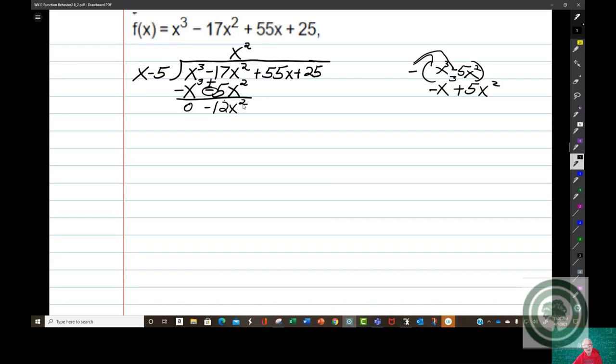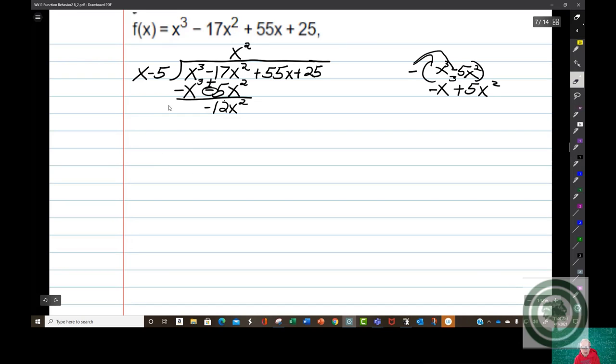See, this is just like doing long division with numbers. Nobody loves doing long division with numbers, but it's not undoable. And then next week on Wednesday, you're going to learn a quicker method. So don't get all worried about this. 0 minus 12x squared is negative 12x squared.